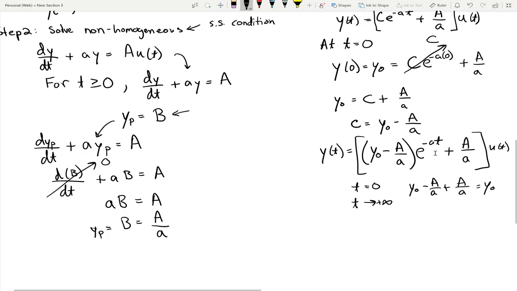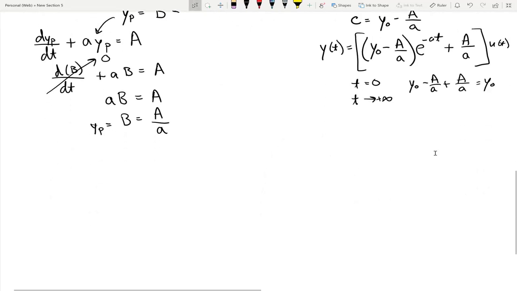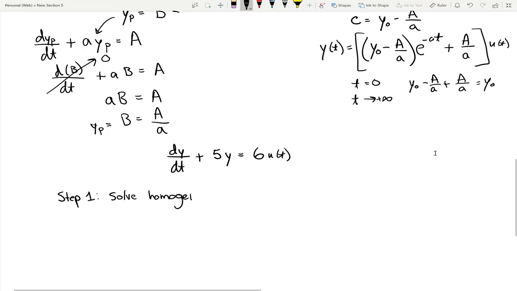All right, this gets a little bit easier if I look at an example. So let's say I had dy by dt plus 5y equals 6 u of t. Okay, again, it could represent something that a circuit is doing. So for my step 1, solve the homogeneous. All right, you guys should have done this many times before, so this isn't particularly fancy for you.